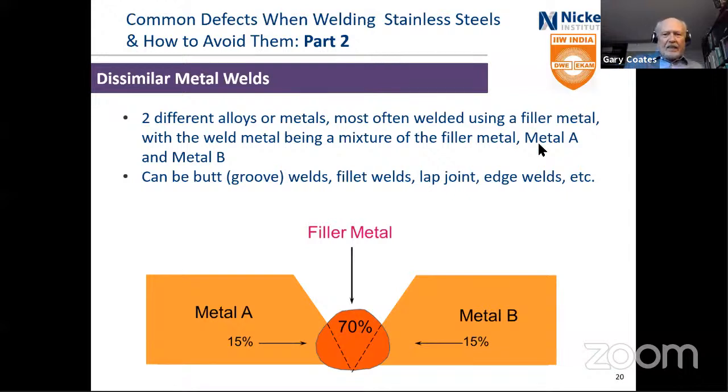So it'll be a composition that is not like any of the base materials or strictly of the filler metal either. And you can have any sort of different joint, but it illustrates here. And we often say that 15% dilution from metal A and 15 from metal B. That's just a guess. Sometimes it's more, sometimes it's less.